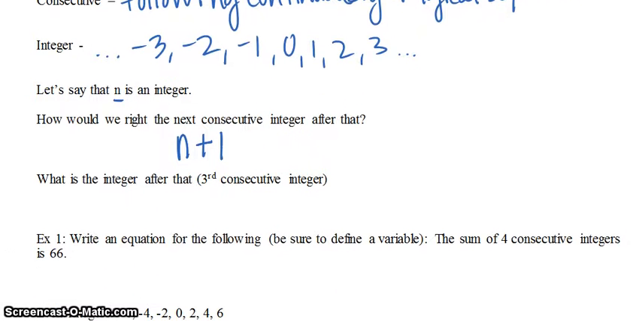Now it says, what is the integer after that, which is basically saying the third consecutive. So n is the first consecutive, n plus 1 is the second consecutive. Again, let's just say we start with 1. Well, n plus 1 is 2, so 1 plus 1 is 2. And then you have to add another 1 to get to 3, okay? So it'd be n plus 1 plus 1, or that would be n plus 2. So if you started at 1, you add 2, you get to 3, which is the third consecutive integer. Okay, you see that pattern? It starts with n, then it's n plus 1, then n plus 2, and so on and so forth.